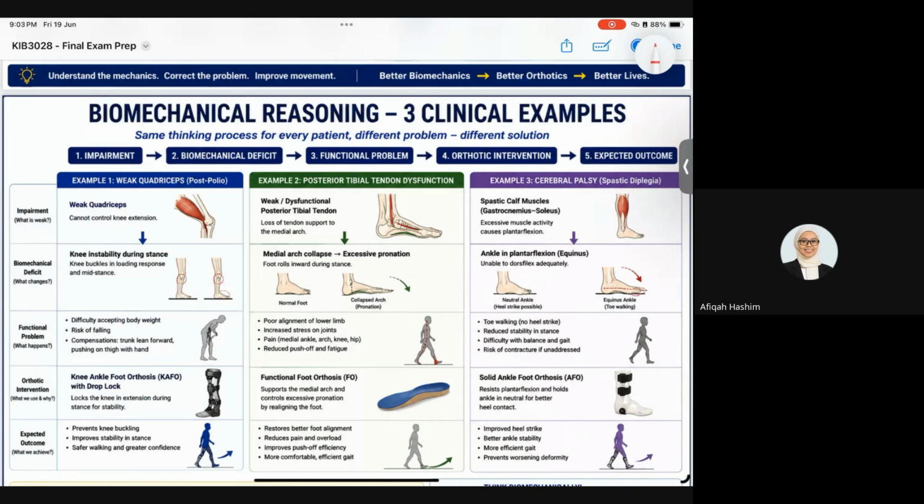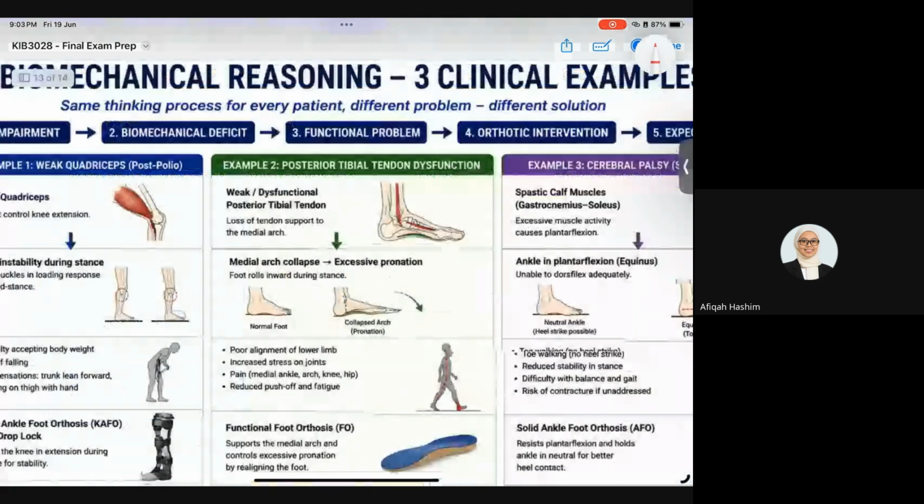Now we look at example number two, posterior tibial tendon dysfunction. The patient doesn't have weak quadricep now. Instead, the posterior tibial tendon is no longer able to support the medial longitudinal arch.